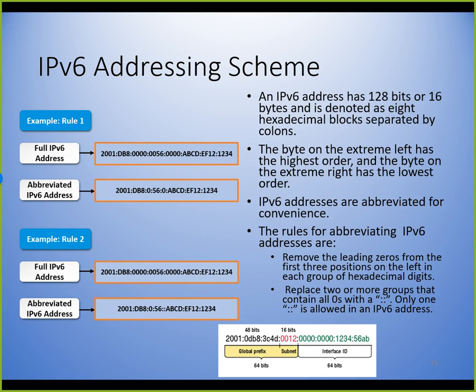The addressing scheme is 128 bits, 16 bytes, 8 hexadecimal blocks. We don't write this thing in binary, we write it in hexadecimal. Hexadecimal is really a shortcut for binary. If we had a number here, let's say DB, let's say AB. How about AB?